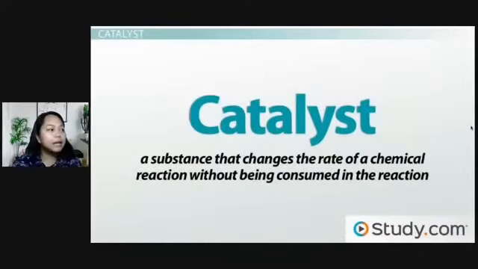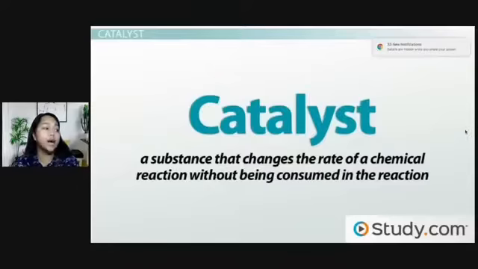When you say catalyst, this is a substance that changes the rate of a chemical reaction without being consumed in the reaction itself. Okay, so yung catalyst mo, it changes the rate of a chemical reaction. Mas pinapabilis niya yung chemical reaction without being consumed in the reaction. Hindi siya ginagamit, pero it changes the speed of your chemical reaction.